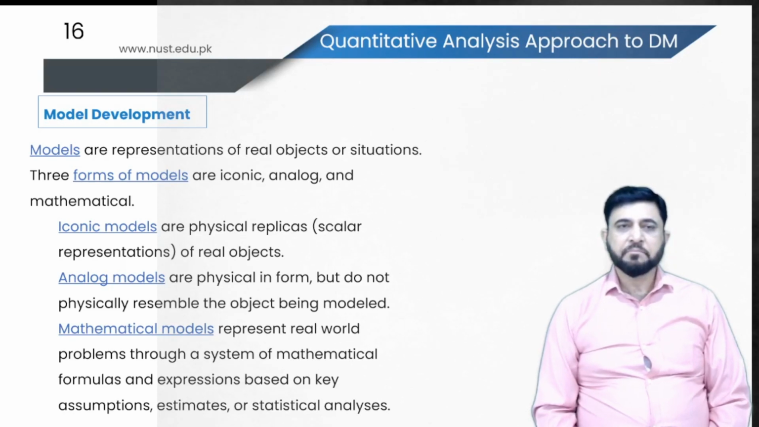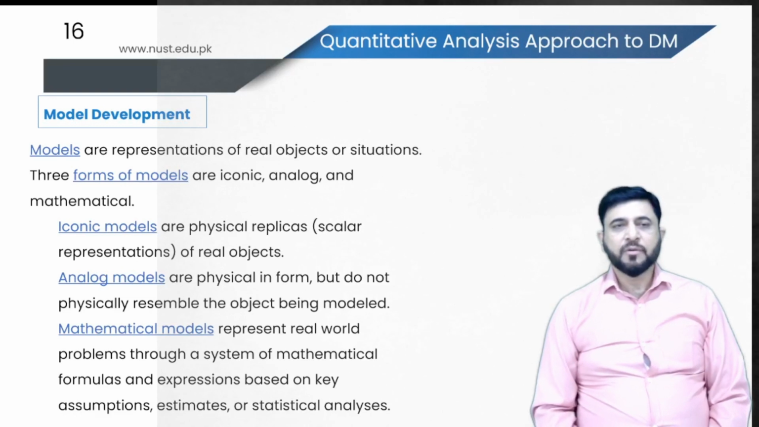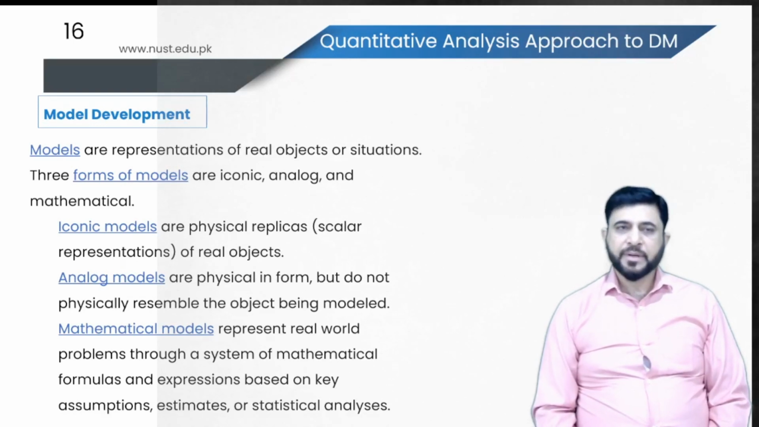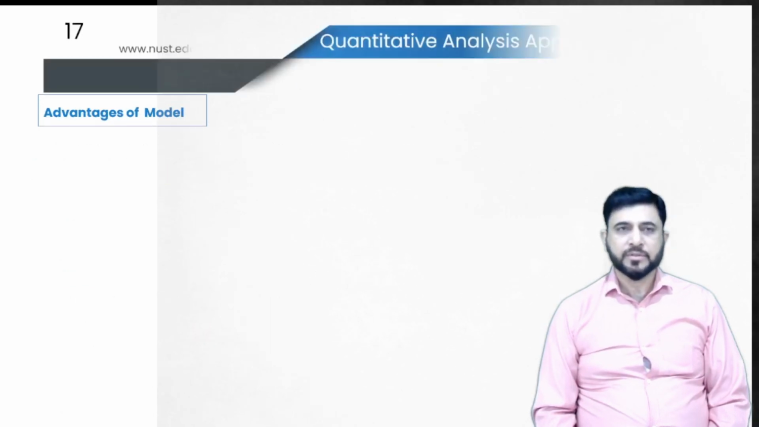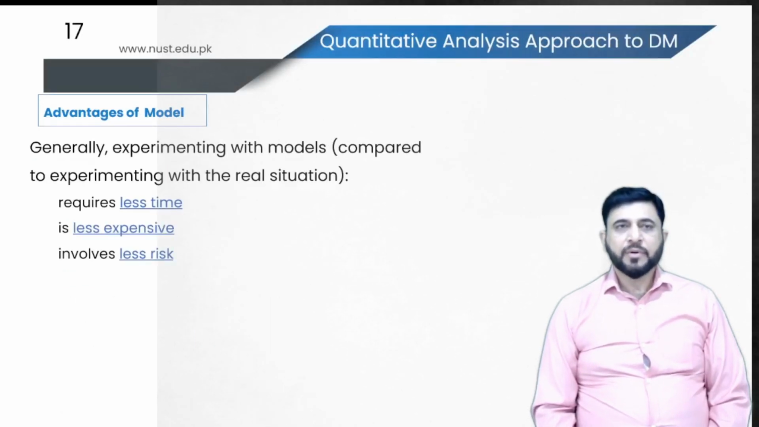And then the mathematical model basically represents real world problems through a system of mathematical formulas and expressions based on key assumptions, estimates, or statistical analysis. In this course, we will generally be dealing with mathematical models only, and we will not deal with iconic or analog models. What are the advantages of models?